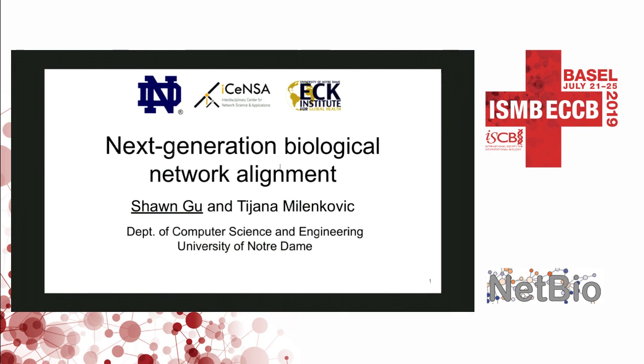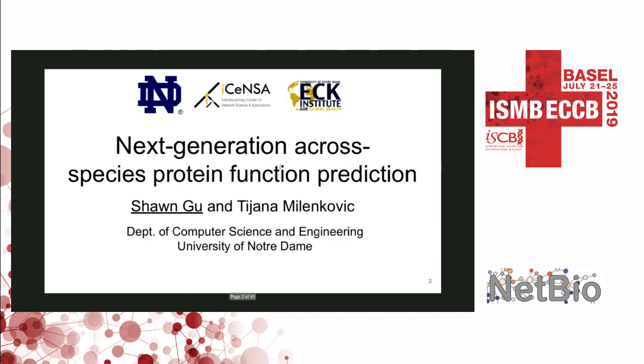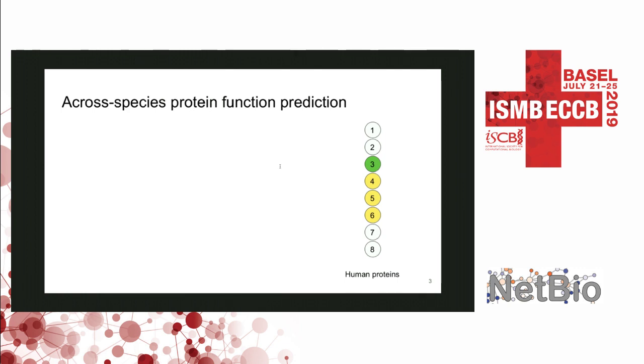Thanks for the introduction. So as mentioned, I'm going to talk about network alignment, which in a sense is another way to perform cross-species protein function prediction. I'll get into these concepts during the presentation. So suppose we have some human proteins. Here I'm just listing 8 for simplicity.